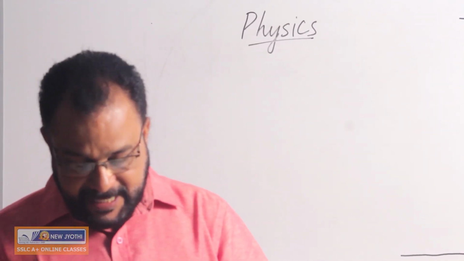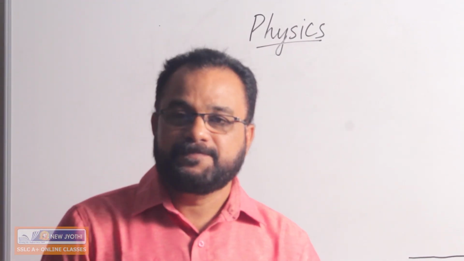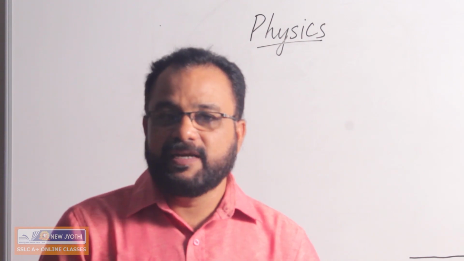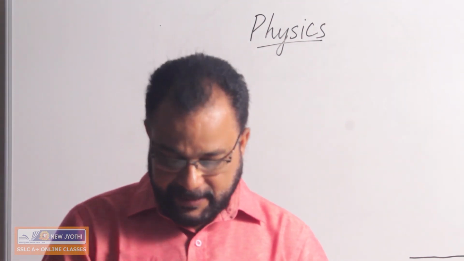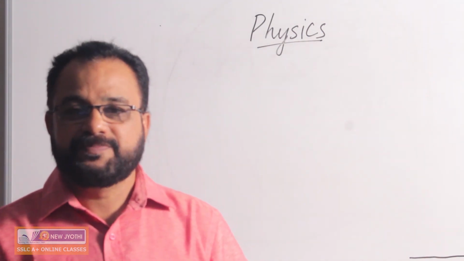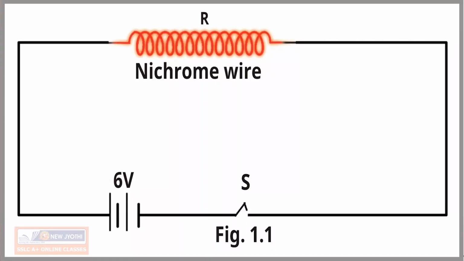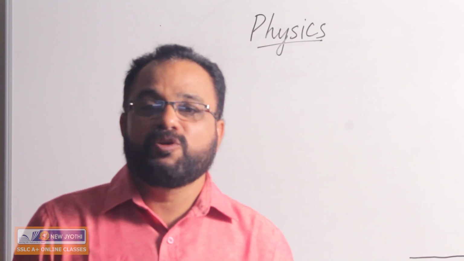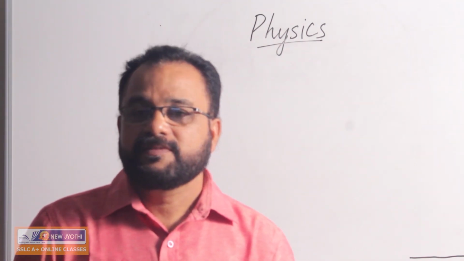How does electrical energy change into heat energy in these devices? Let us see an experiment. So what are the materials needed here? A nichrome wire about 5 cm length, 6 volt battery and a switch. You can see the figure. The figure shows a nichrome wire included in the circuit. When switched on, what happens? The nichrome wire becomes red hot.